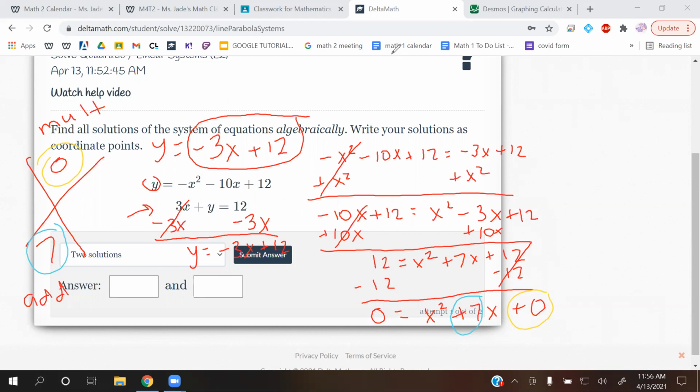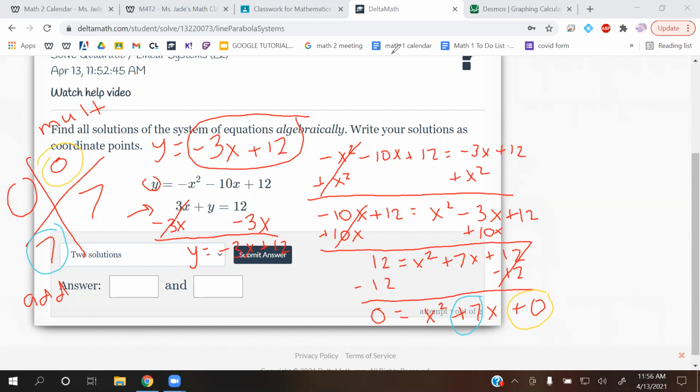Well, if you want it to multiply to 0, that means you need to have 0 as one of your numbers. Because 0 times anything is 0. It's the only way you're going to get a product of 0 is if one of the numbers you're multiplying is 0. So I have 0 and 7. 0 times 7 will multiply to 0. 0 plus 7 add up to 7. So these are our numbers.